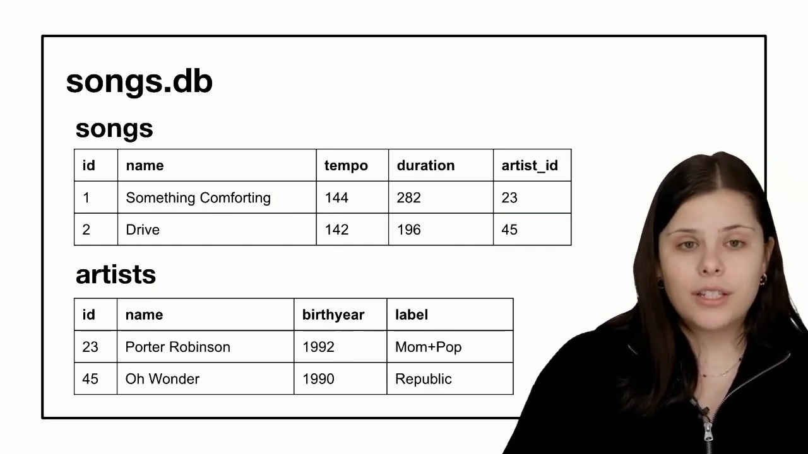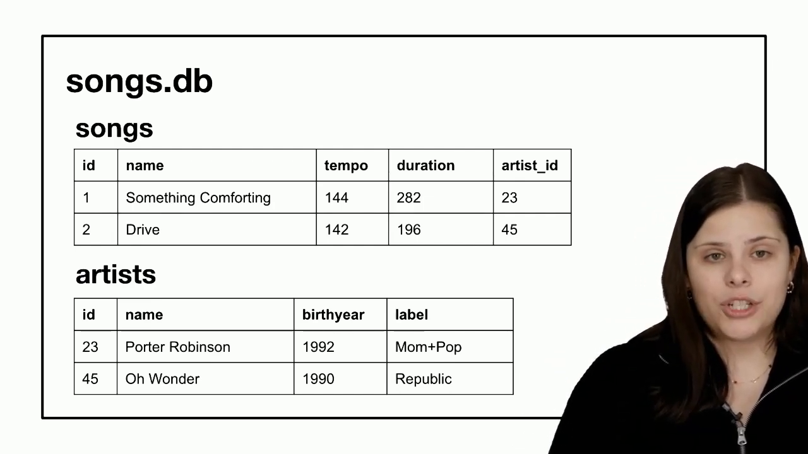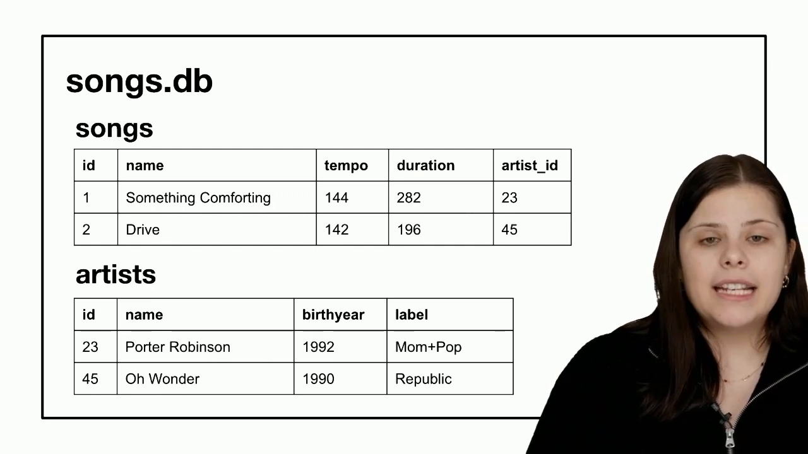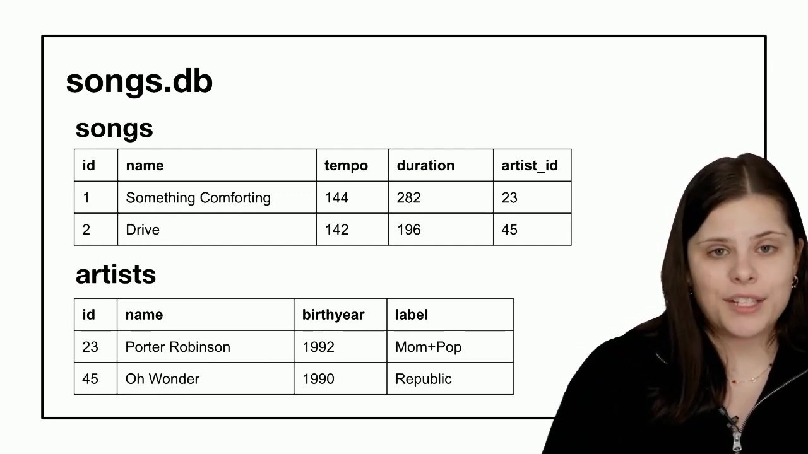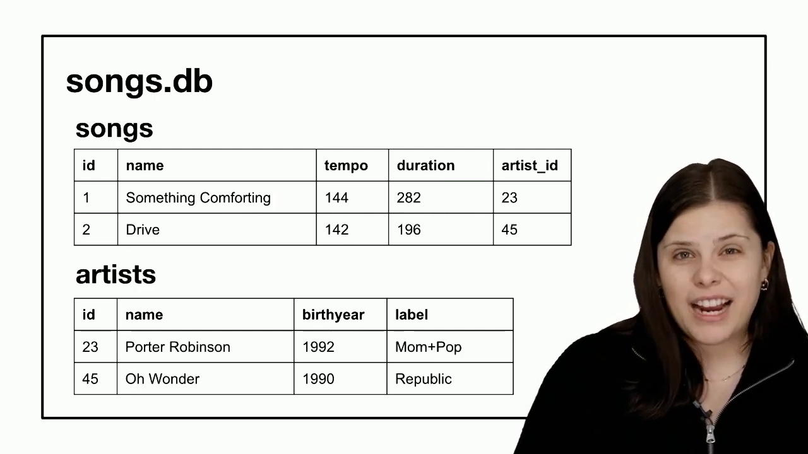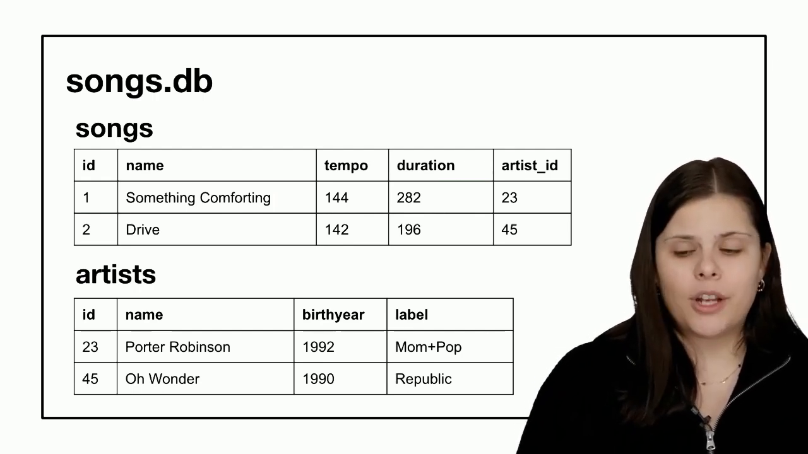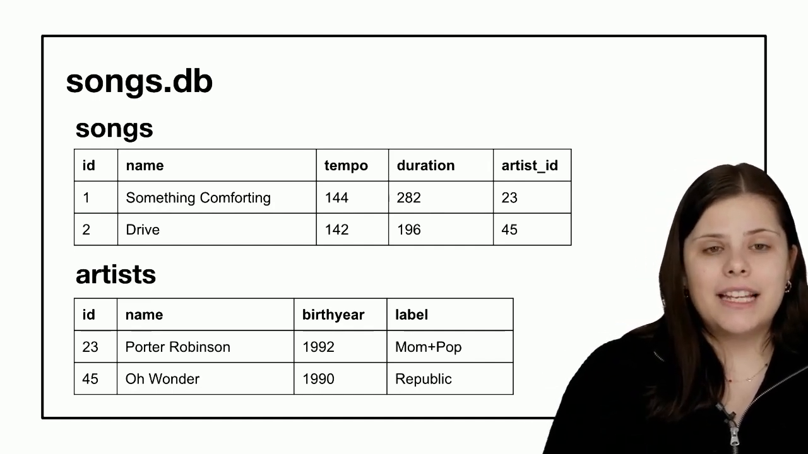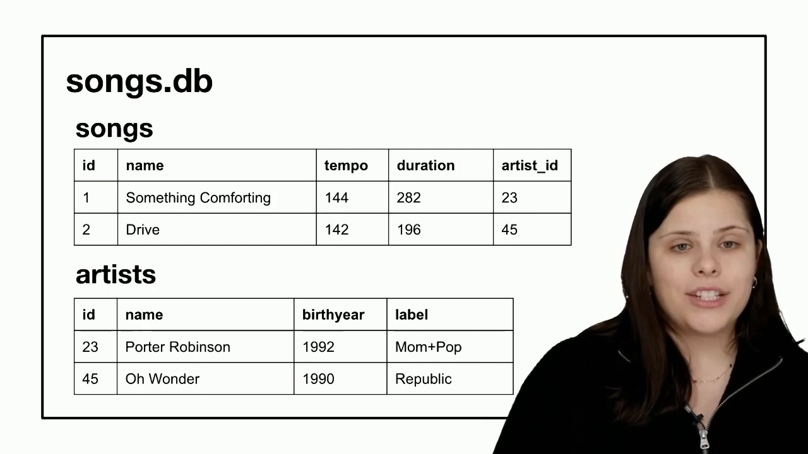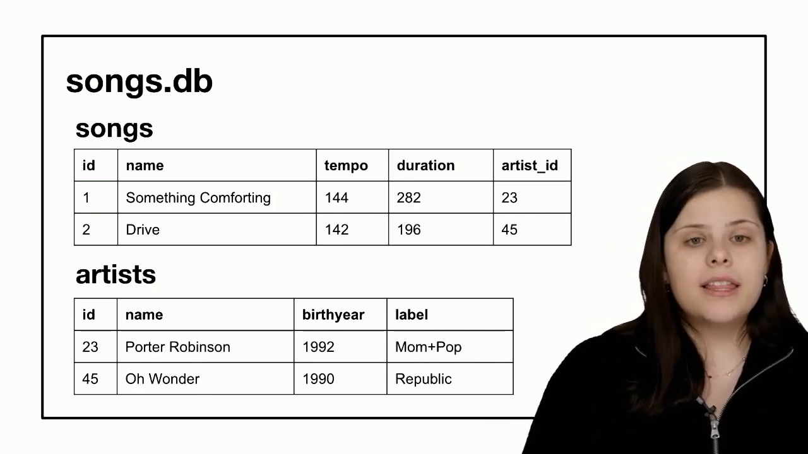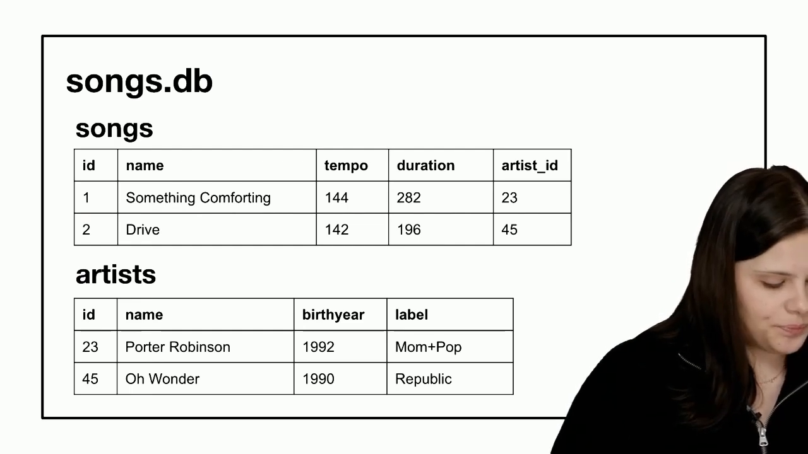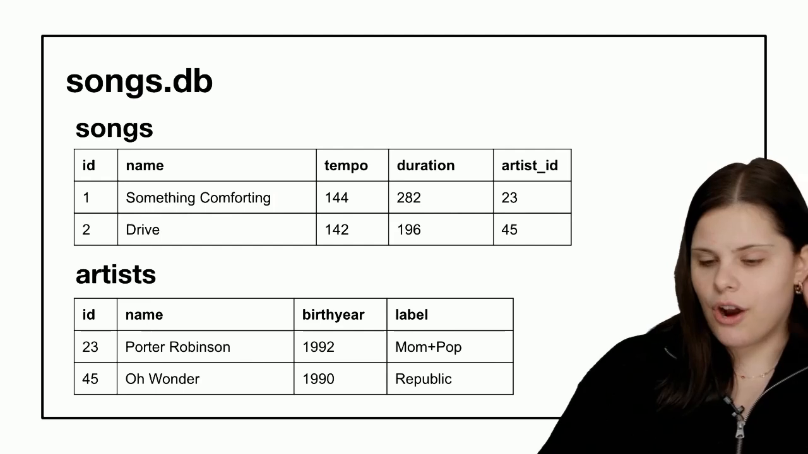The first one called songs, where we have an ID column, and as we just learned, that's just a unique ID associated with that row. We're going to have a name of the song, and then some attributes that that song has. For example, tempo and duration, as well as the artist ID, right? We want to make sure we can track what singer the specific song belongs to. And then in the second table called artists, we have, again, the ID column that just gives us that unique identifier, the name of the artist, their birth year, as well as the label that they belong to. So that is the structure of our database.